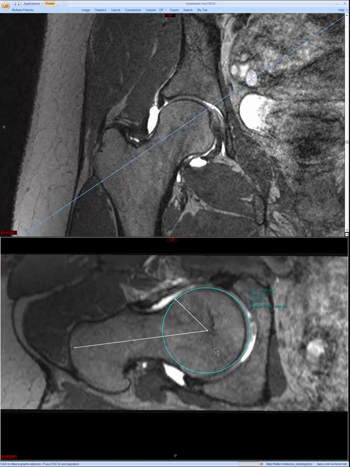So we're getting a measurement of 52 degrees, which is kind of upper normal. Depending on whatever source you refer to, some quote 50 degrees as the upper limit of normal, some quote 55 degrees. I tend to use 55 degrees. So this one I would probably read as negative for a cam deformity.